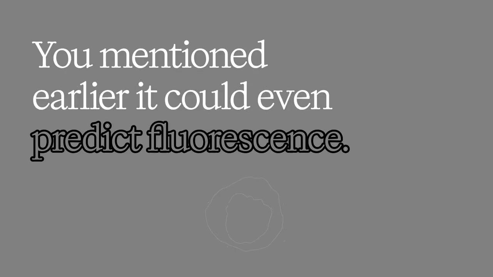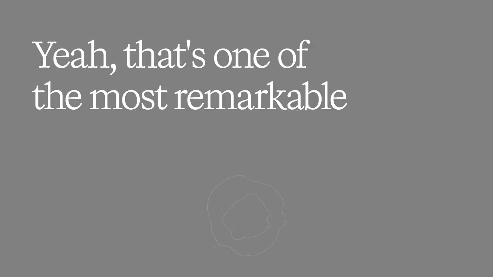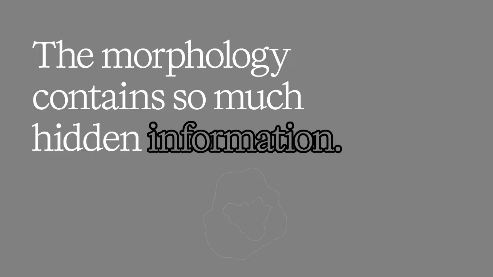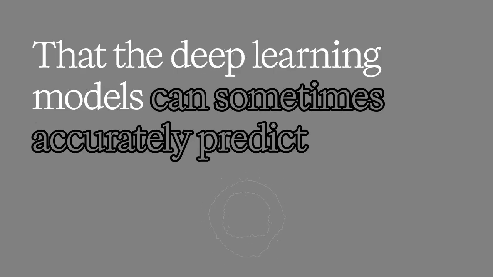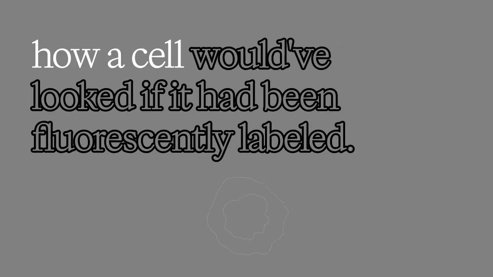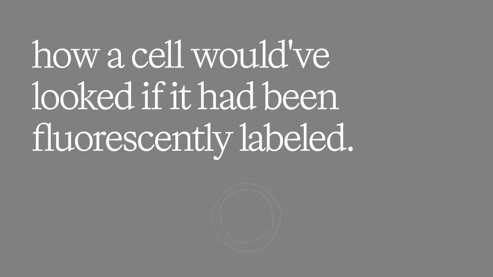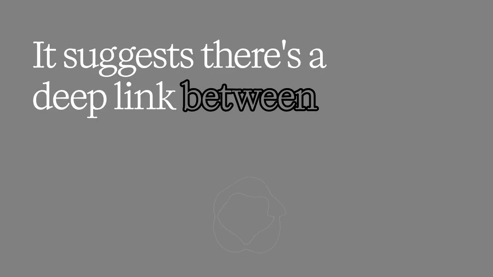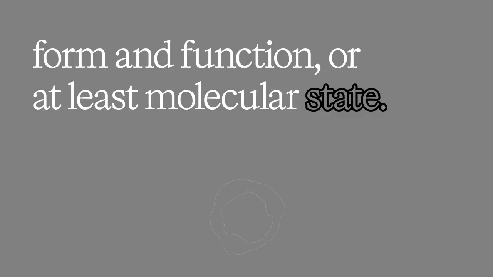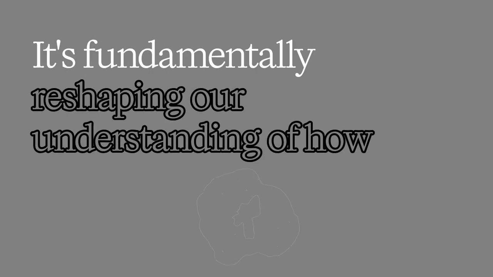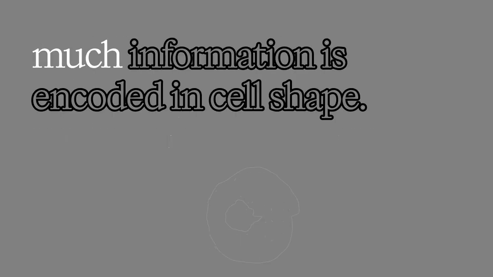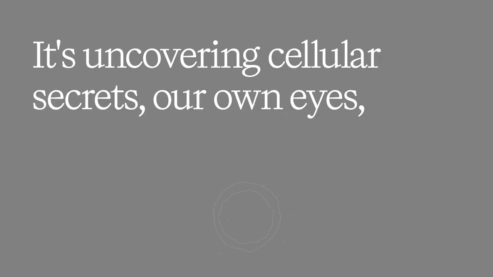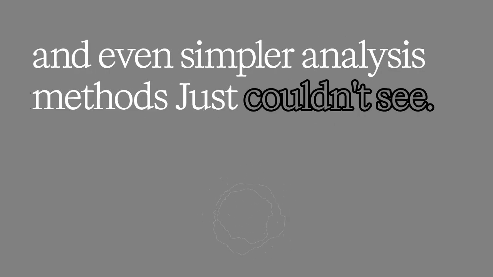You mentioned earlier it could even predict fluorescence. Yeah, that's one of the most remarkable findings reported with this technology. The morphology contains so much hidden information that the deep learning models can sometimes accurately predict how a cell would have looked if it had been fluorescently labeled, just based on the bright field image alone. That's incredible. It suggests there's a deep link between form and function, or at least molecular state. It really does. It's fundamentally reshaping our understanding of how much information is encoded in cell shape. It's uncovering cellular secrets our own eyes, and even simpler analysis methods, just couldn't see.